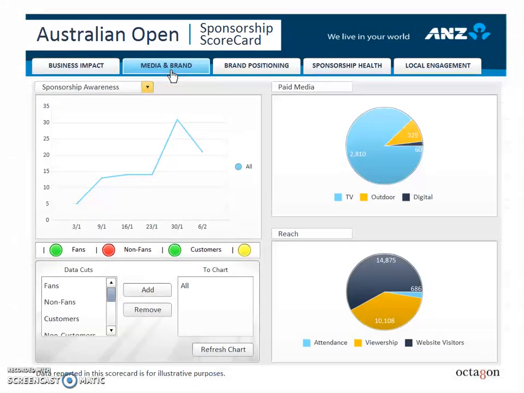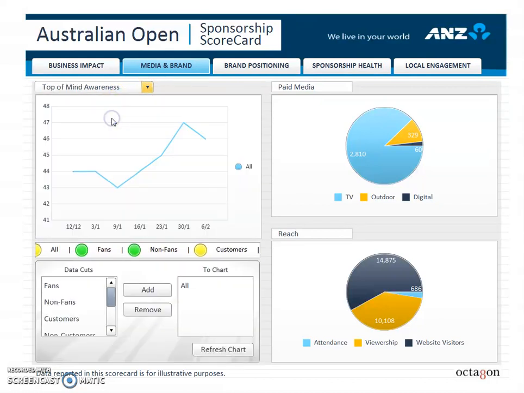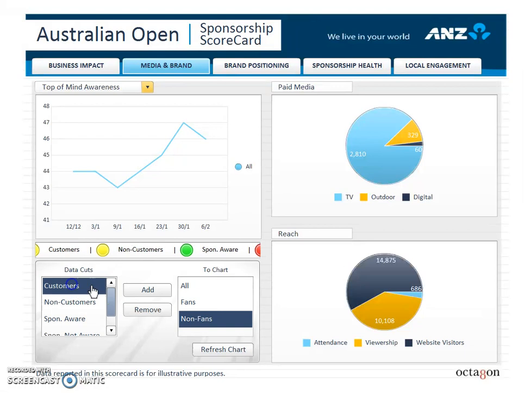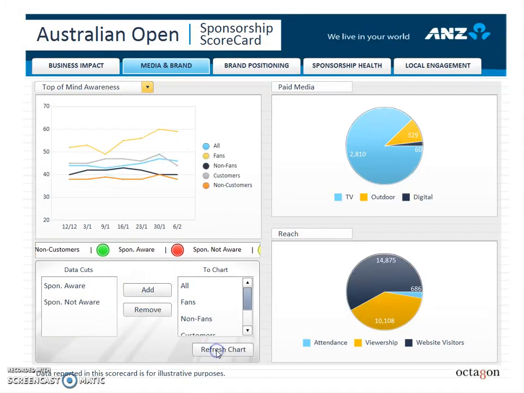If we move to the media and brand section, in this area, we're looking at tracking live research data that's coming in from the field during the event, tracking both sponsorship awareness and top of mind awareness, and we can track that against multiple factors. So we can look, for example, at fans and non-fans, in this case possibly customers of the bank and non-customers of the bank, and then we can rerun that same data. So it shows us the general population being the blue line, and then the other metrics being measured for top of mind awareness over the period of the event.